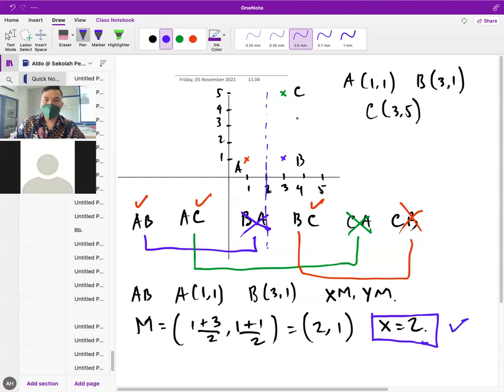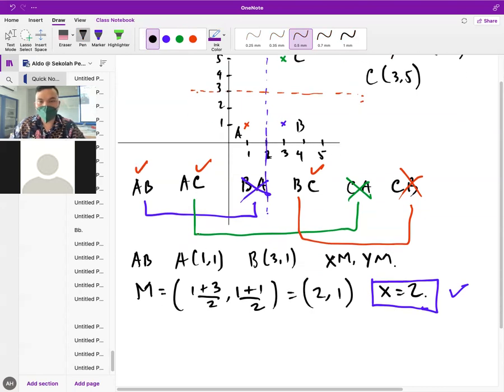Okay, the same thing with BC. BC, as you can see here, this is clear. It is at y is equal to 3. We need to find the midpoint, but no need. So for BC, the equation of the line is y is equal to 3.